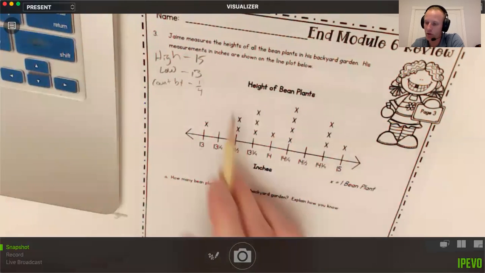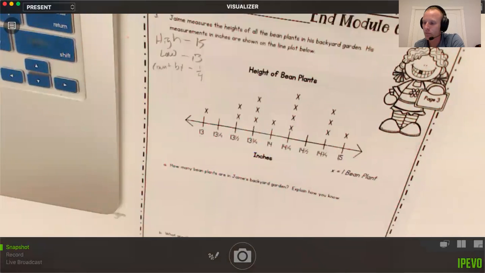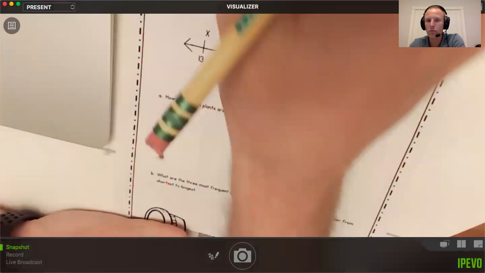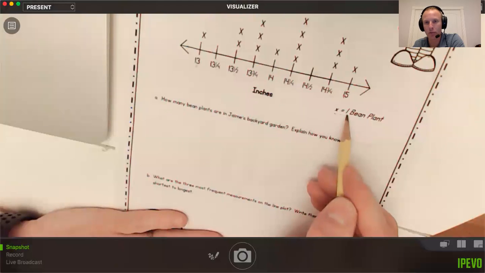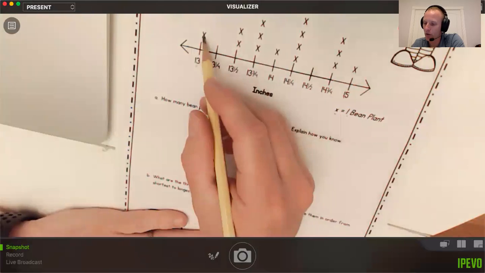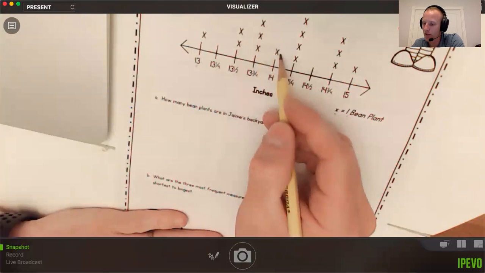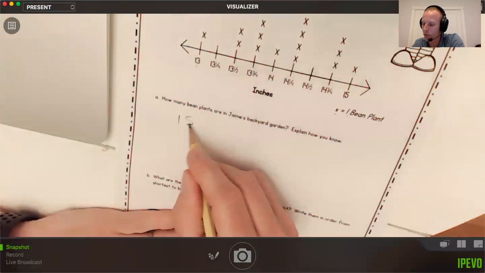Okay. So always do this. It's good practice to be in. Each X represents one bean plant. That's important. How many bean plants are in Jamie's backyard garden? Explain how you know. We've done a problem like this a lot. If each X represents one bean plant, then the number of X's equals the number of plants. So 1, 2, 3, 4, 5, 6, 7, 8, 9, 10, 11, 12, 13, 14, 15. 15 bean plants.